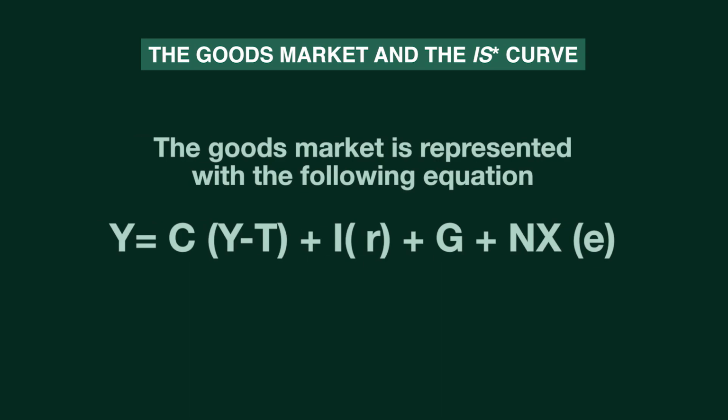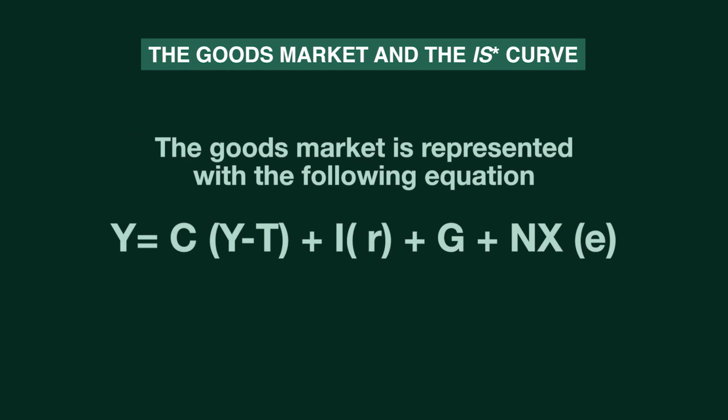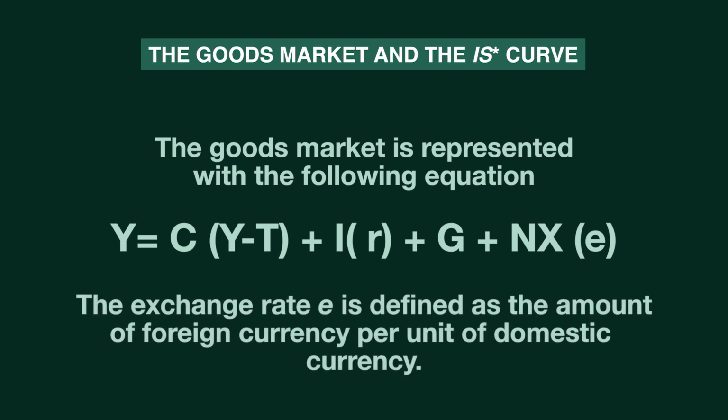Now let's talk about the goods market equilibrium. We already know that Y is equal to C plus I plus G plus NX, represented in ISLM in an open economy. Now, the NX, which is the balance of payment or the current account, depends negatively on E, that is the amount of foreign currency per unit of domestic currency, which is the exchange rate in the economy. Mind you, it is negatively related because a rise in E will lead to a fall in export and rise in import.